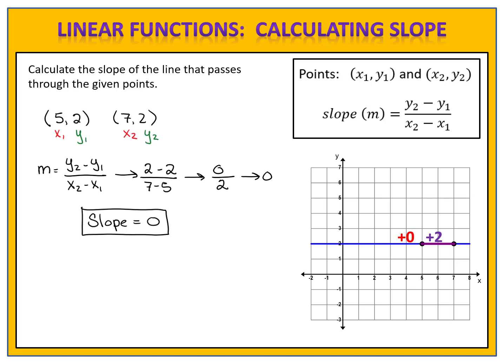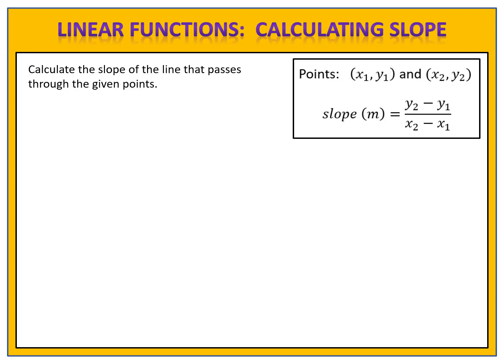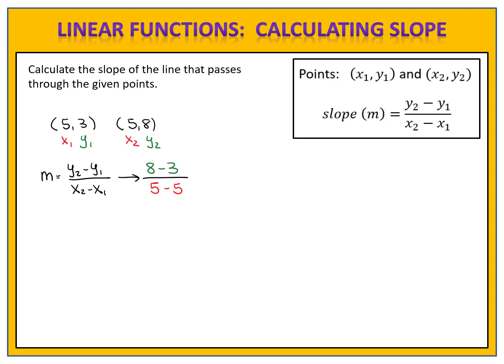Our last example today will involve a vertical line. Suppose we have a vertical line that has the points 5, 3 and 5, 8. We want to calculate the slope. We label the points x1, y1, x2, y2, and we write our slope formula. Then we perform the substitution. y2 minus y1 is 8 minus 3. x2 minus x1 is 5 minus 5. 8 minus 3 is 5. 5 minus 5 is 0.